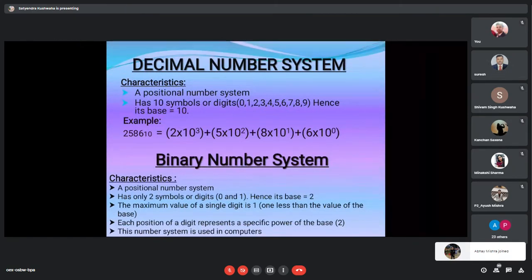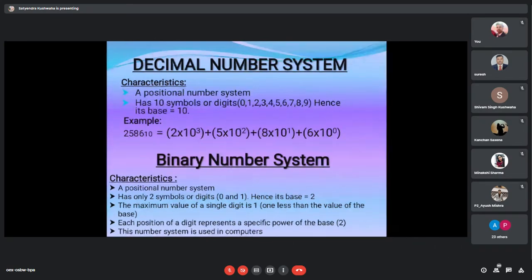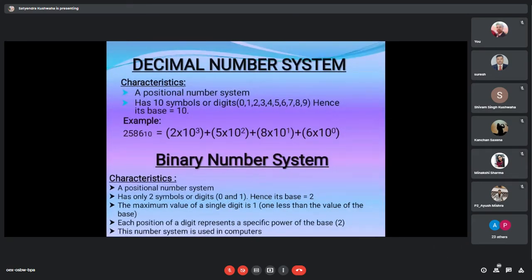Now, first is the decimal number system. Characteristics of the decimal number system are: it is a positional number system. It has 10 symbols or digits that are 0, 1, 2, 3, 4, 5, 6, 7, 8, 9. Hence, its base is 10. Example, it is written.